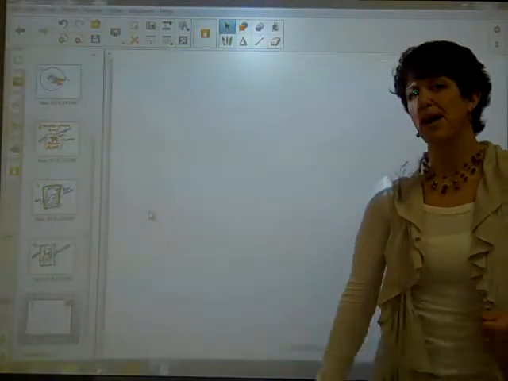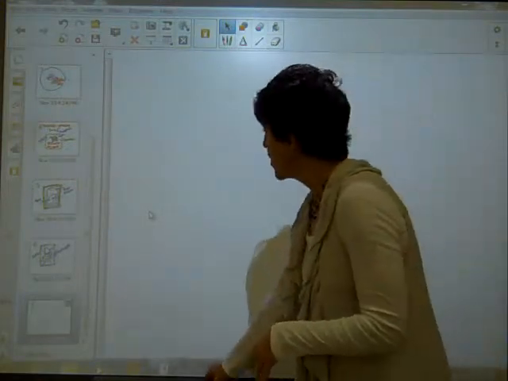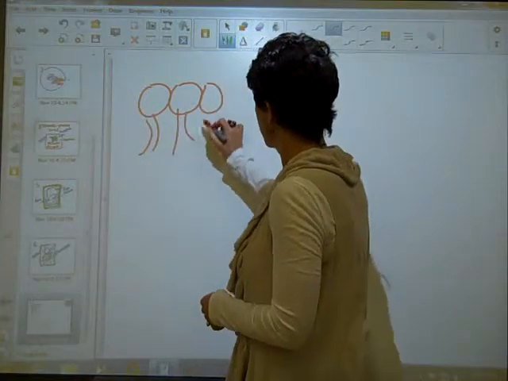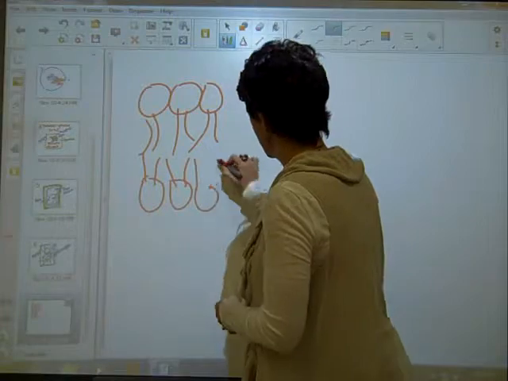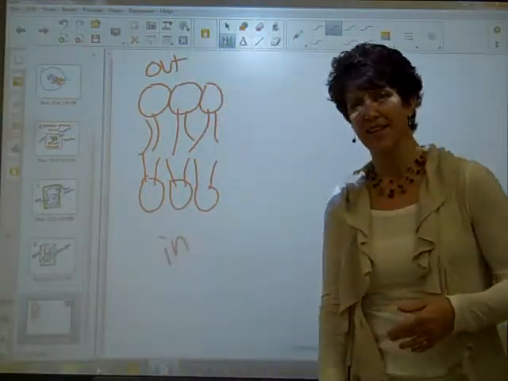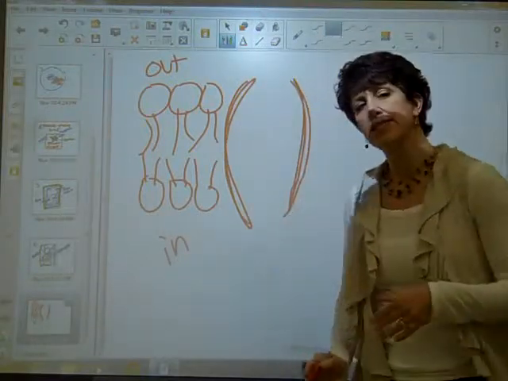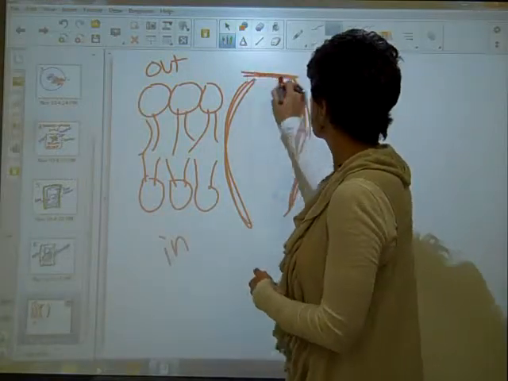I wanted to give you a great biology example of those gated channels. So here's our phospholipid bilayer again, with our little fatty acid tails here. And this will be the outside of the cell, and this is the inside of the cell. And here is a channel protein. Now, some channels have gates on them, and the gates are closed.